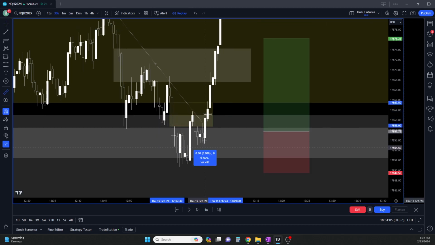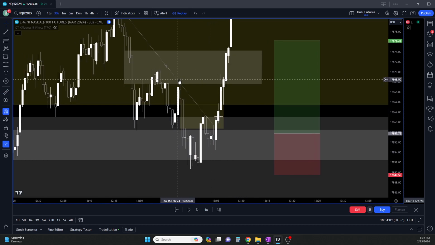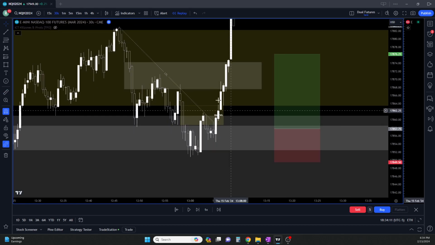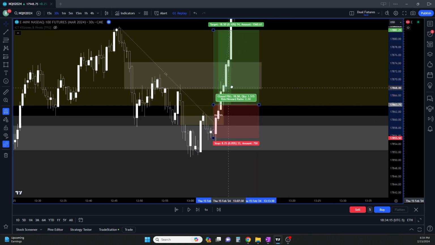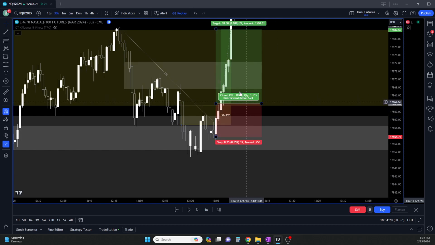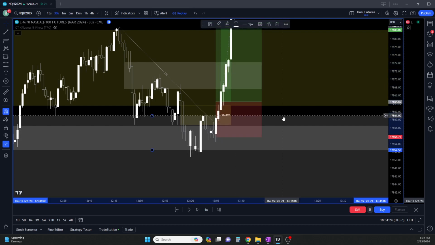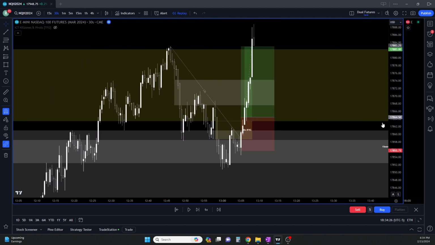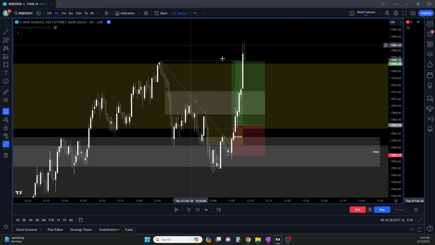And so once we just ripped right through that and didn't respect it at all, tapped above this high, I was like, all right, it's ready to go. So I longed pretty much. We came down, tapped this as inverse, and I think I got filled right up here, and I had my stop just below this candle or so. And I think this trade is good.